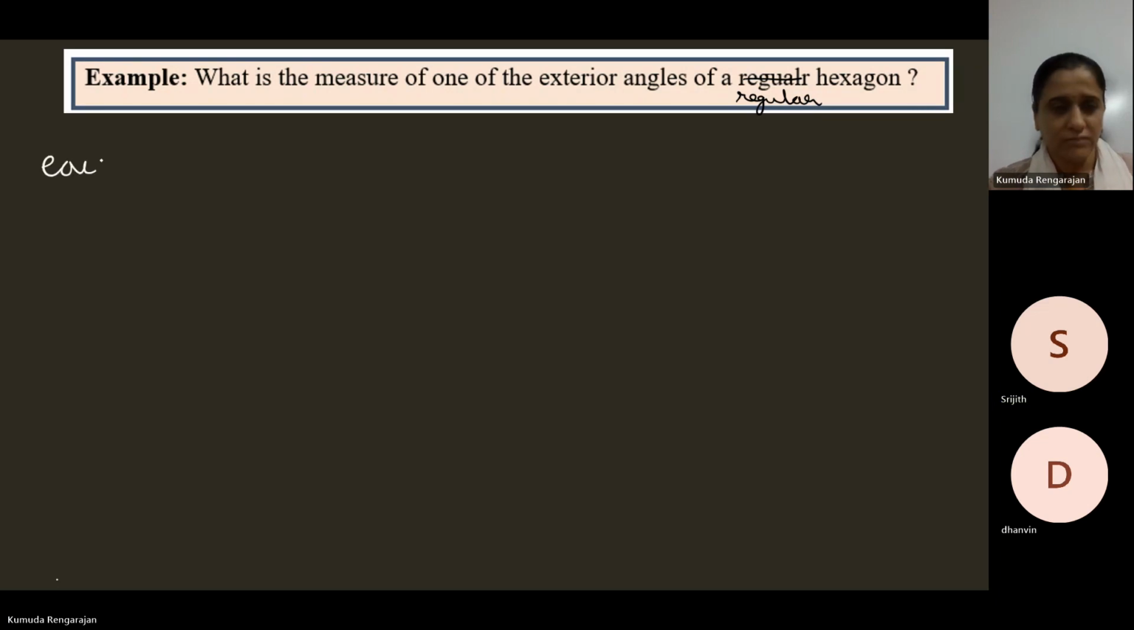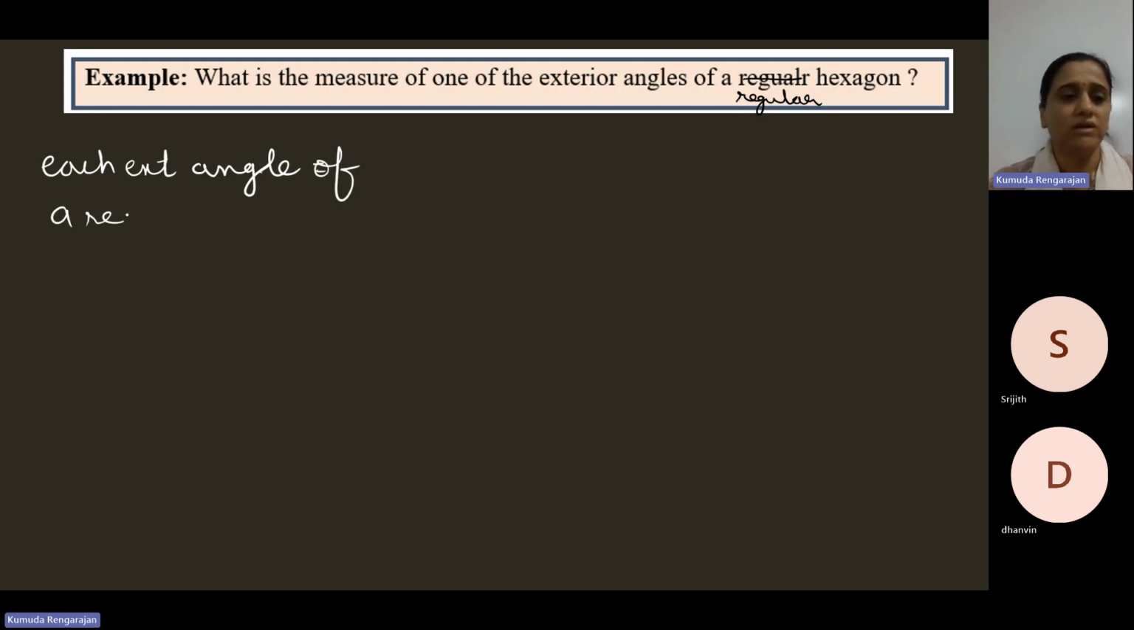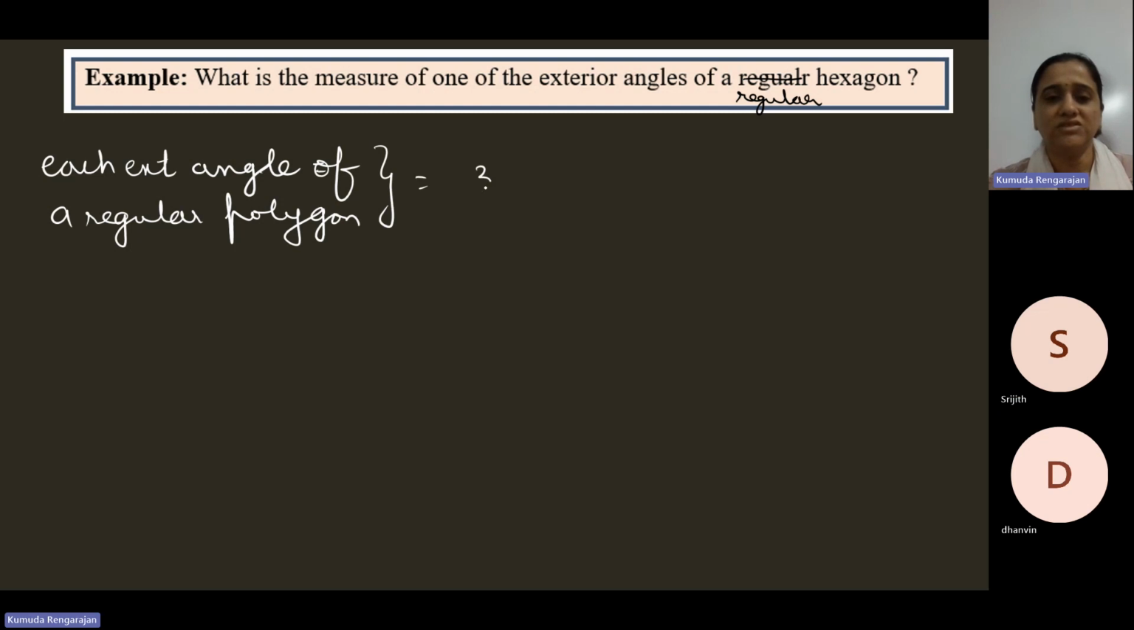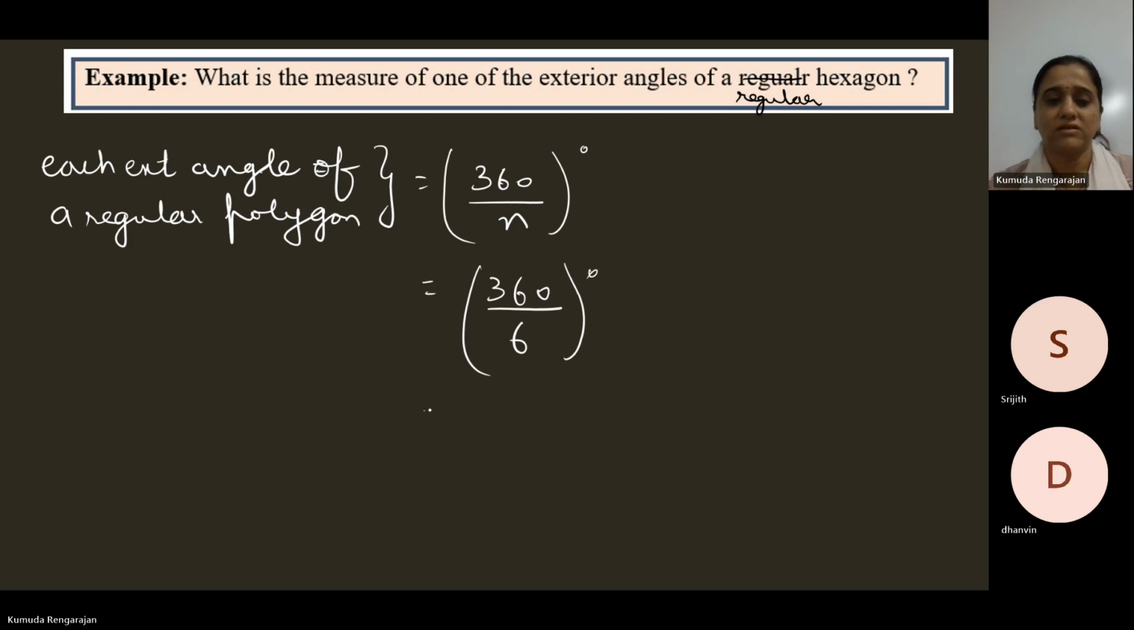Ma'am. Each exterior angle. Each exterior angle of a regular polygon is equal to 360 by n, right? So that is 360 by 6, 60 degrees.